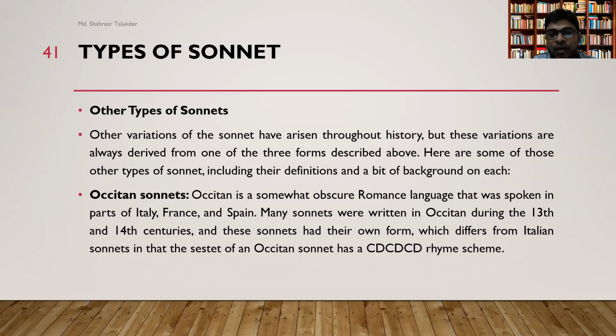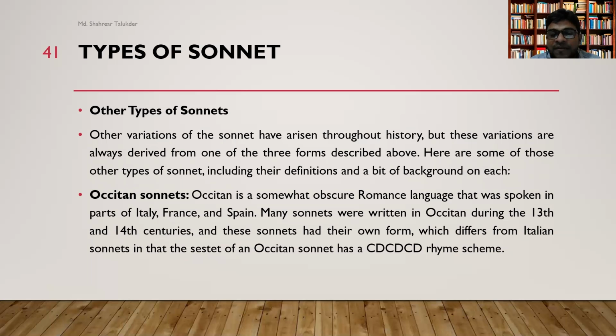That is called Occitan sonnets. Many sonnets were written in Occitan during the 13th and 14th centuries, and these sonnets have their own form, which differs from Italian sonnets in that the sestet of an Occitan sonnet has a CD rhyme scheme. So you see, they differ. This kind of sonnet actually differs from Italian sonnets. So they try to bring a difference in the sestet, especially in the rhyming scheme.